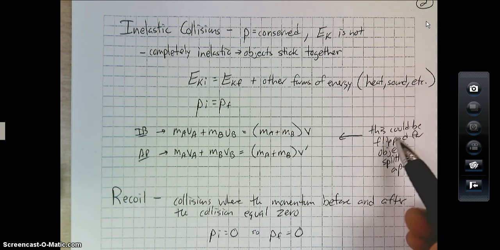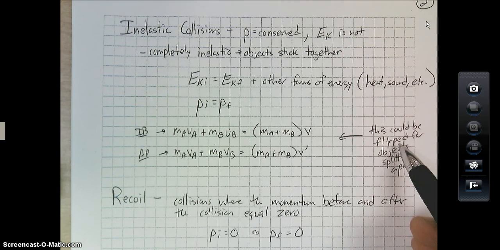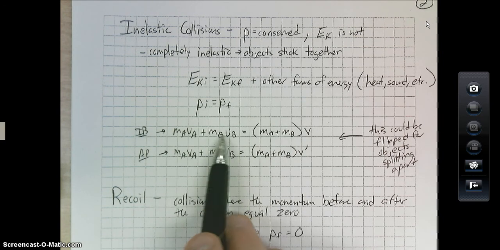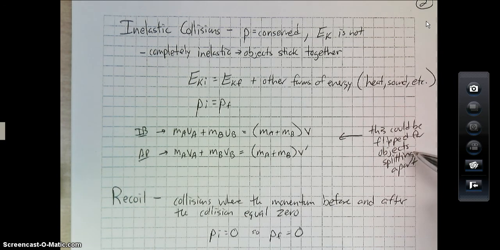Okay, I wrote down here that this particular equation could be flipped around. This could be the initial velocity and these could be final velocities, if it was talking about an object that was moving together and then split apart. Oftentimes people just think this goes one way, but you could really flip it to the other way.